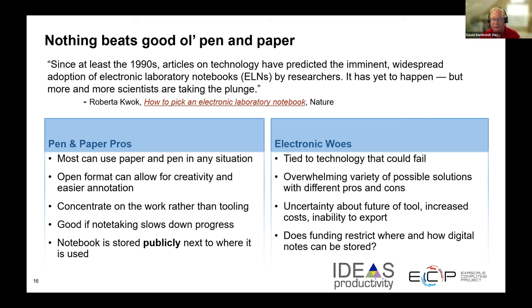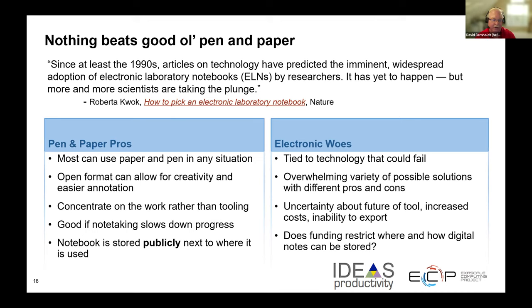Pen and paper has a lot of pros, and it's the reference that you need to think about when you're thinking about how to keep a lab notebook. You can use pen and paper in almost any situation. The format is very open, so you can put in there whatever you want. You can easily draw diagrams or annotate things. And it allows you to concentrate on the work rather than the tooling. Oftentimes note-taking is useful because it slows down your progress a little bit and gets you to think more carefully about what you're doing. The process of taking notes itself helps you do a more thoughtful job of your work.